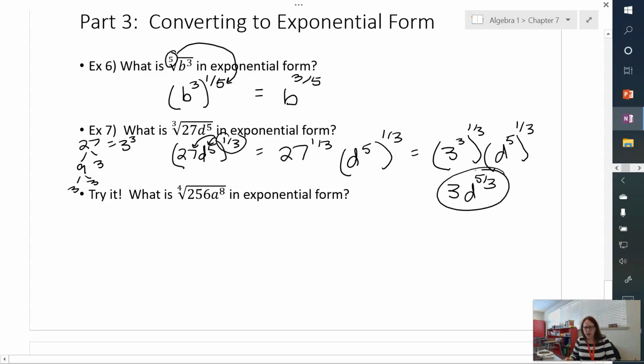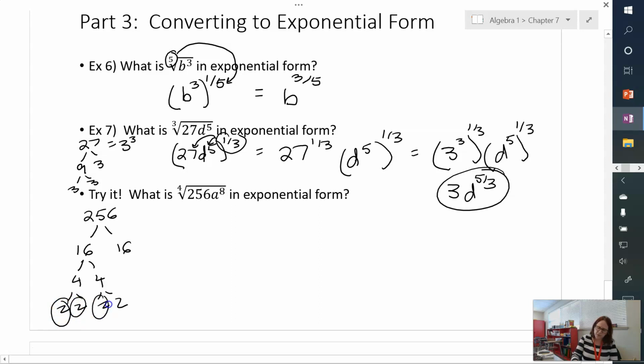All right, let's try one more. This time it's the 4th root of 256 a to the 8th. So 256, that is 16 times 16. And then each 16 is a 4 times 4. And each 4 is a 2 times 2. So our 256 is 2 to the 1, 2, 3, 4, but we've got to square that. So this is going to be 2 to the 4 times 2 to the 4, or 2 to the 8. So we figured out that 256 is 2 to the 8th.